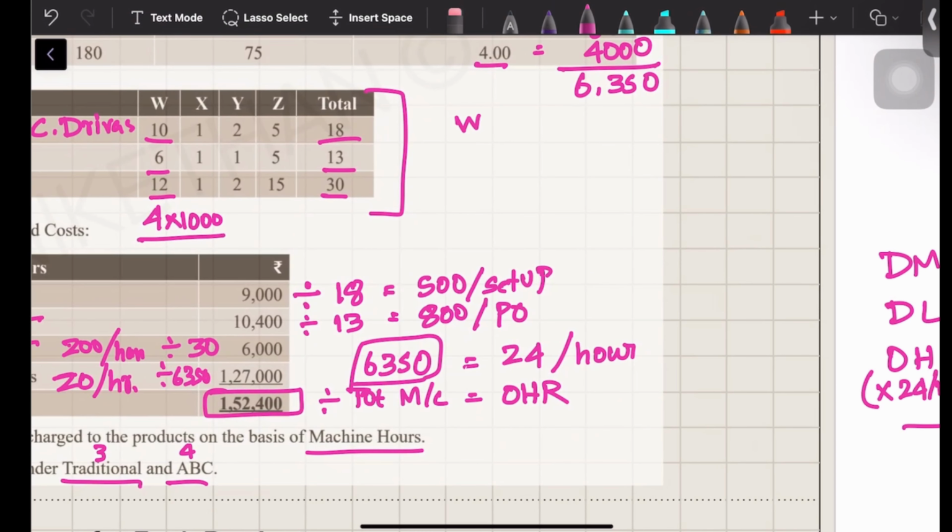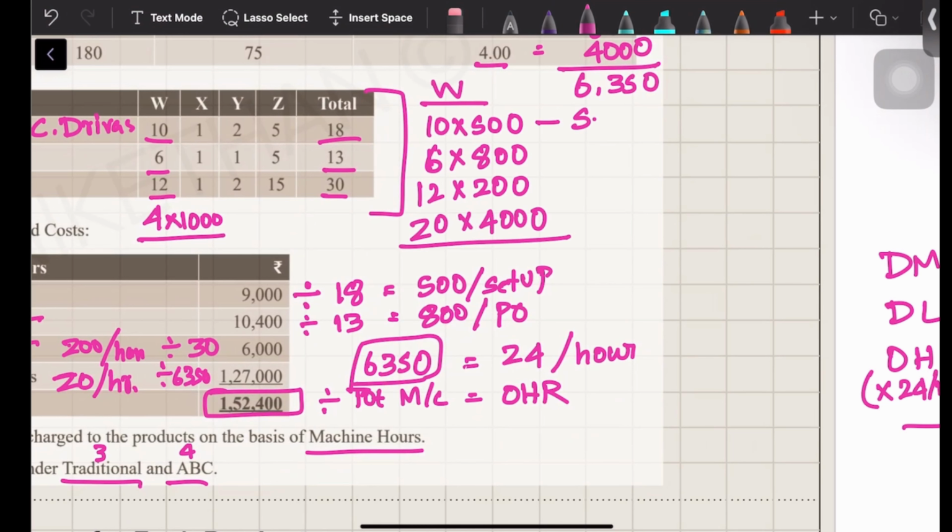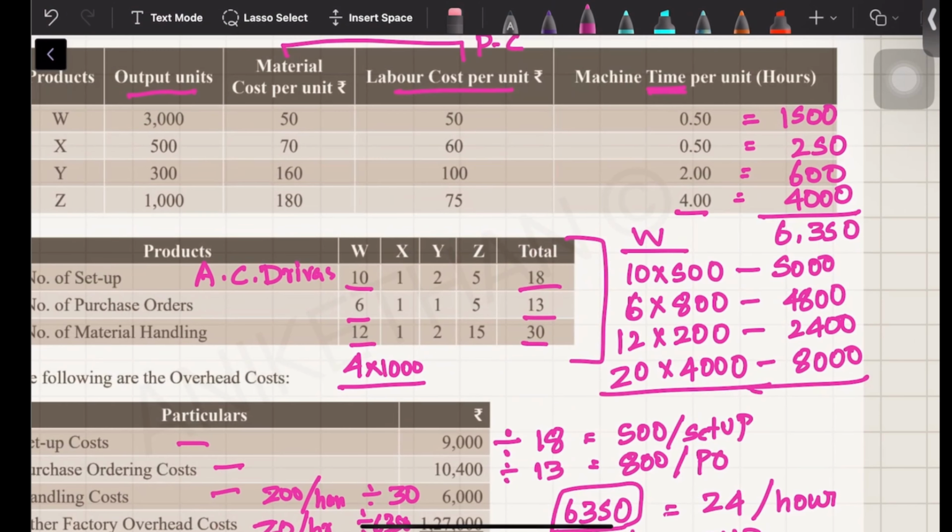So for W, 10 into 500, next 6 into 800, and 12 into 200. Then 4,000 hours at 20 per hour, so 20 into 4,000. So 5,000, 4,800, 2,400, 8,000. Sorry, I think there is a mistake. I have to take W, not Z. I have taken Z here.